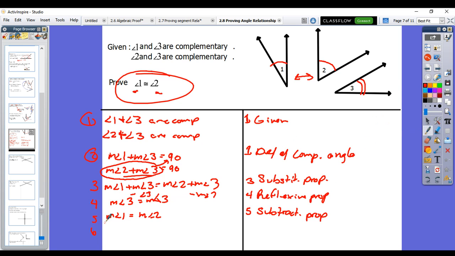All right, here we go. Not the measurement. Angle 1 is congruent to angle 2. And by that definition, what did we say it was? It was the definition of congruency. Congruency, or just C-O-N-G. That's what it did right there. Okay?